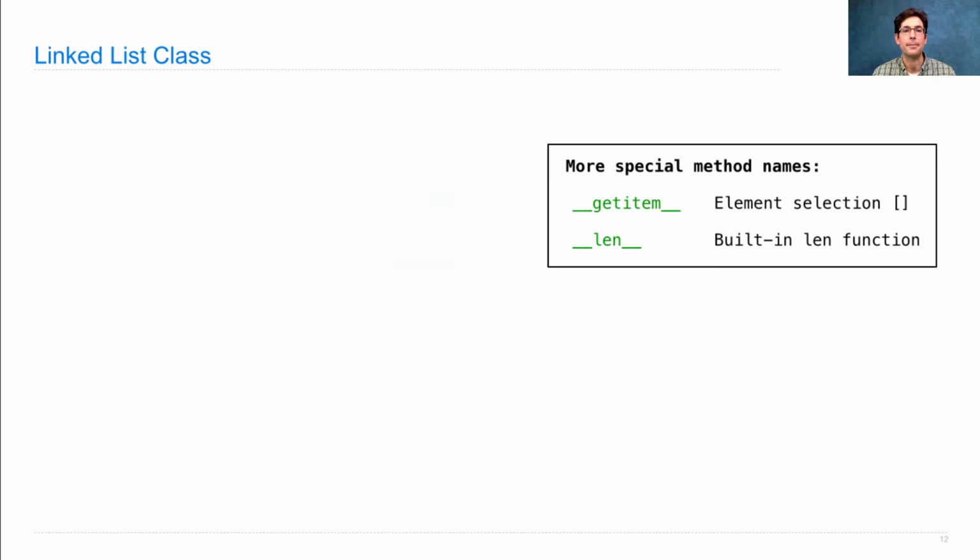How do we do all this? Well, we need two more special method names, __getitem__ and __len__. __getitem__ is called whenever element selection, which is the square brackets after an expression, is used on a user-defined class. And __len__ is called by the built-in len function.